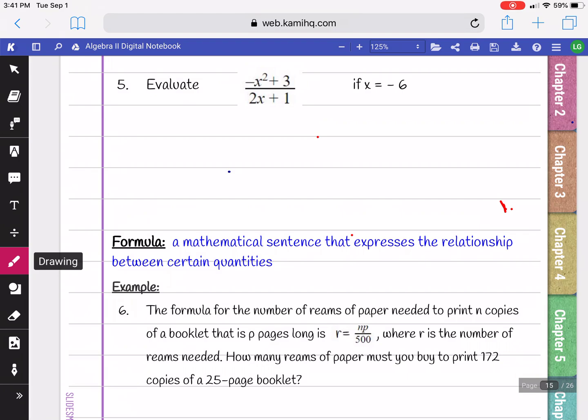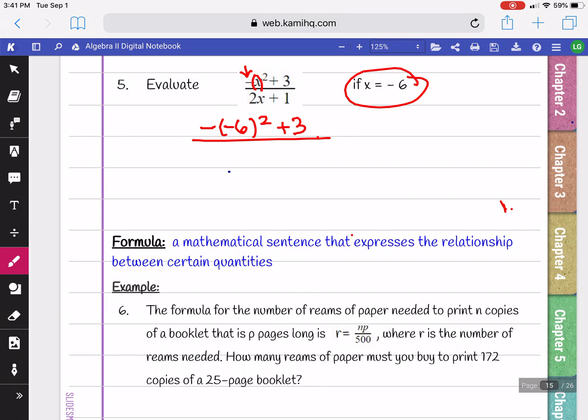In this next problem, everywhere we see an x, we're going to plug in -6. Notice this negative here is separate. So I write negative, then I'm going to plug in my x, or my -6, in parentheses, squared, plus 3. On the bottom, I'm going to plug in that -6 for x, times 2, plus 1.